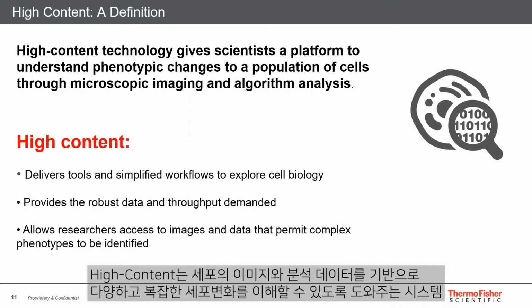This is the definition. High content means a platform for understanding phenotype changes of a population of cells through microscopic imaging and analysis. High content technology provides a simplified workflow for cell biology and robust data handling. Therefore, researchers can easily understand the complex phenotypes of cells.